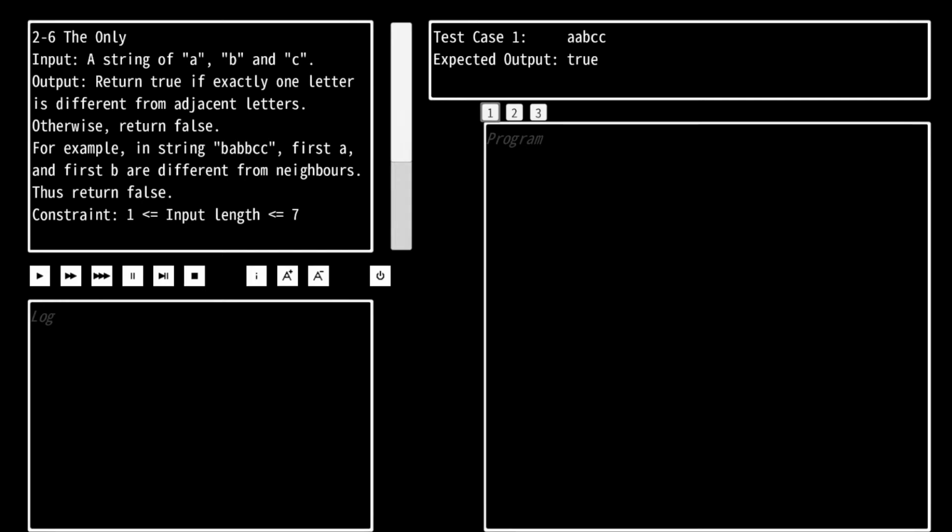Return true if exactly one letter is different from adjacent letters. Otherwise, return false. Return true if exactly one letter is different from adjacent letters.